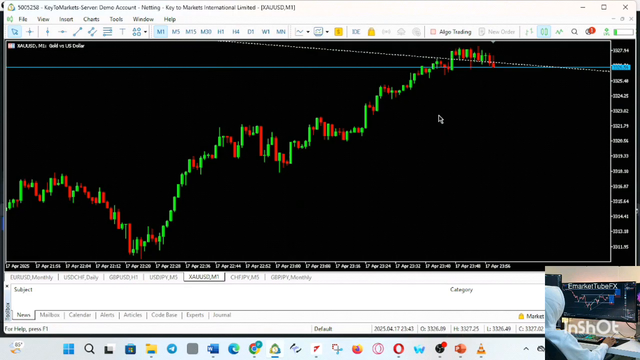Then in our next lesson, we'll also be looking at the candlestick patterns.